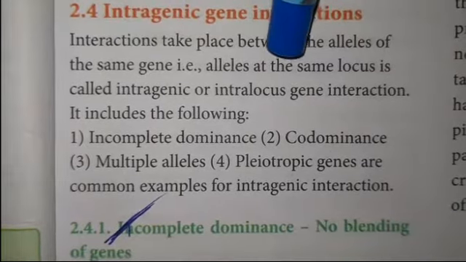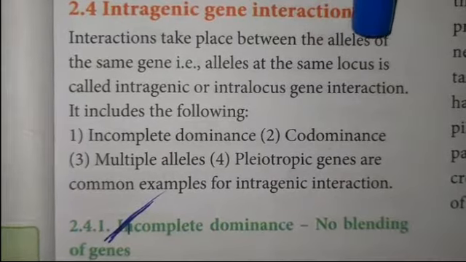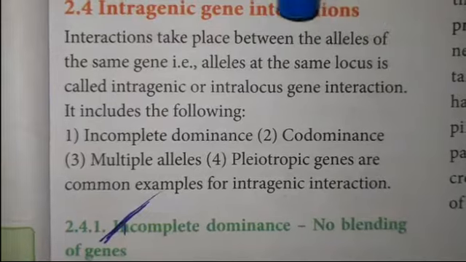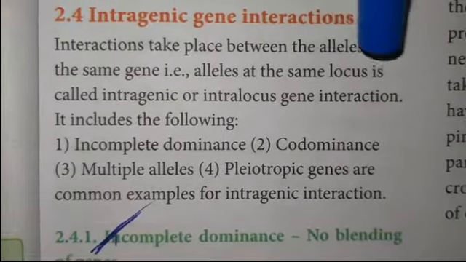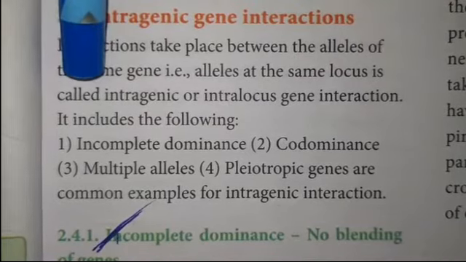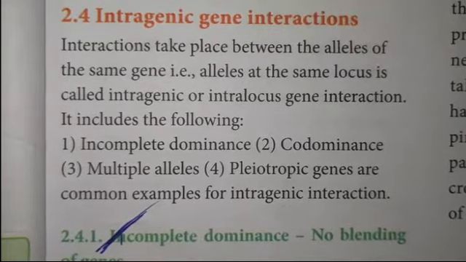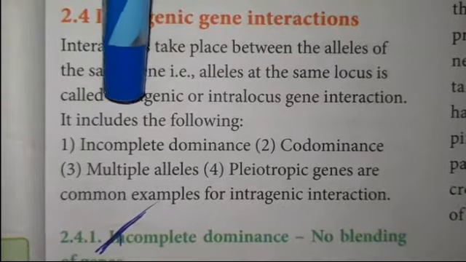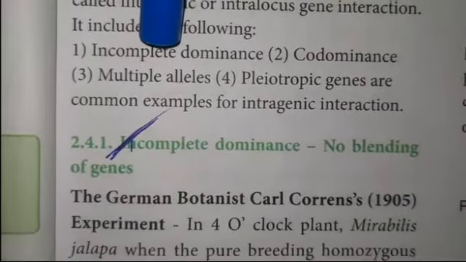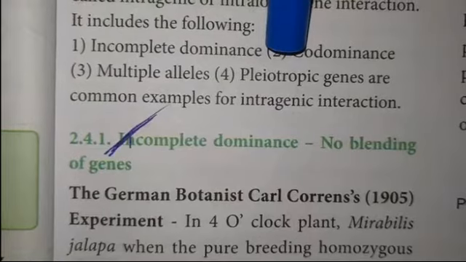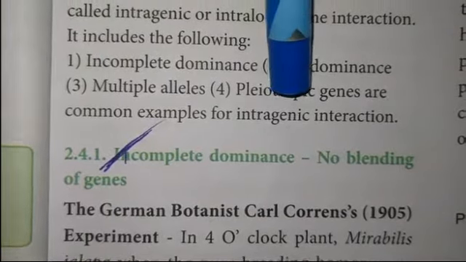That is, the alleles of the same locus. Locus means the position where the genes are located in the chromosomes. Here the interaction takes place between the alleles which are present on the same locus, and is called intragenic or intralocus gene interaction. It includes incomplete dominancy, codominancy, multiple alleles, and pleiotropic genes, which are common examples for the intragenic interaction.